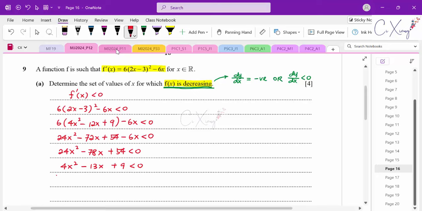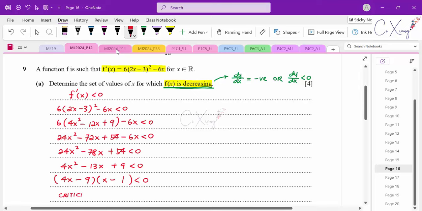Okay, then after that, I can try to factorize them. So if I try to factorize them, what I have here is 4x, then an x here, then I want to have 13. So 9 times 1 and 4. Negative 13, so minus and minus. Okay, what's my critical value here?